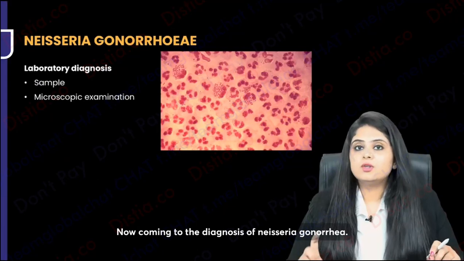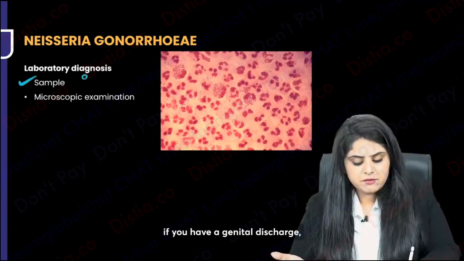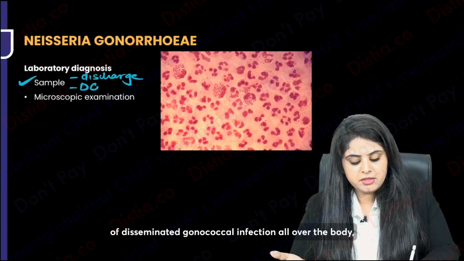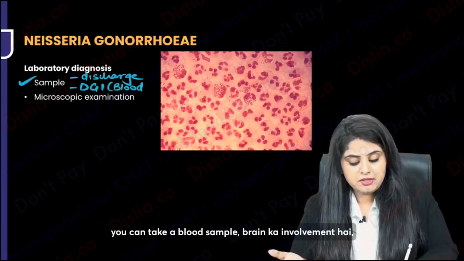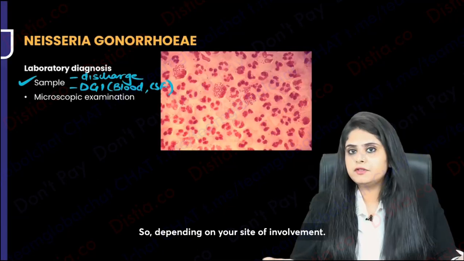Now coming to the diagnosis of Neisseria gonorrhoeae. You know the sample. Depending on what your situation is, if you have a genital discharge, take that discharge. If you have involvement of disseminated gonococcal infection all over the body, you can take a blood sample. If there is brain involvement, you can take a CSF sample. So depending on your site of involvement.